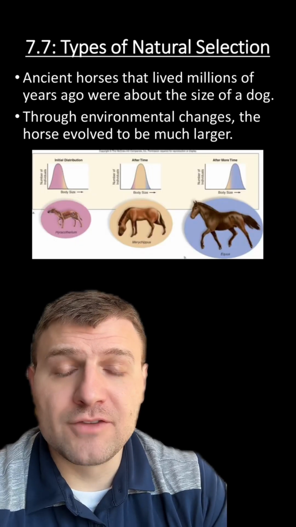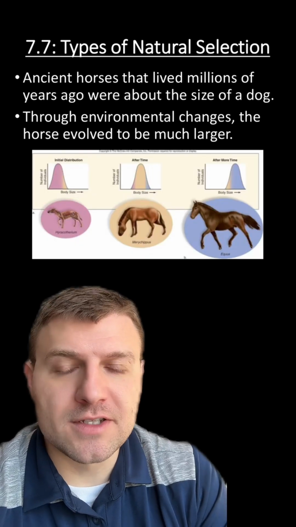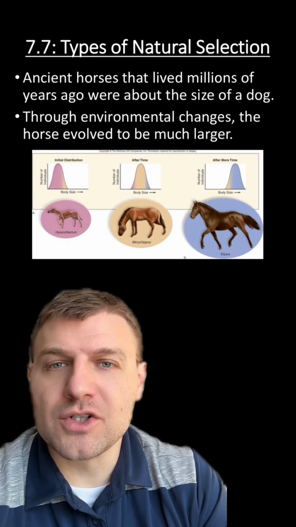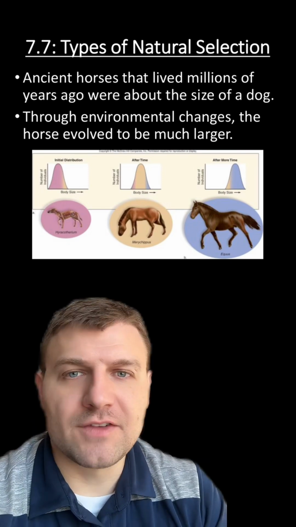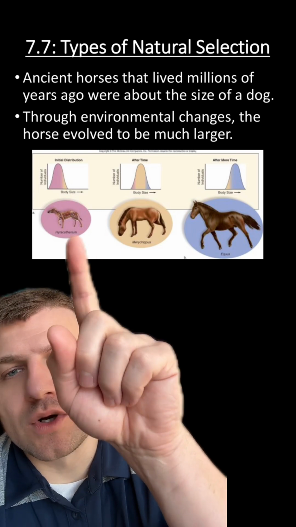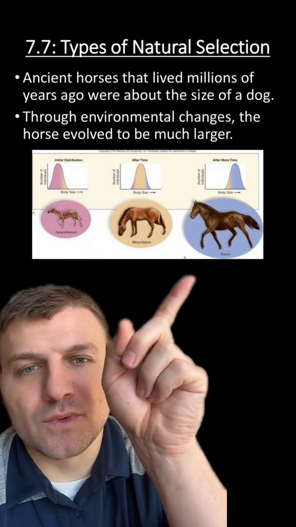An example of directional selection is the ancient horses from millions of years ago have gotten larger and larger and larger. So through millions of years of natural selection, ancient horses went from being about the size of a dog to what they are today.